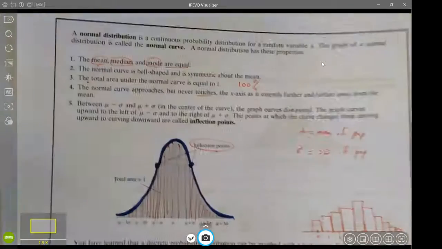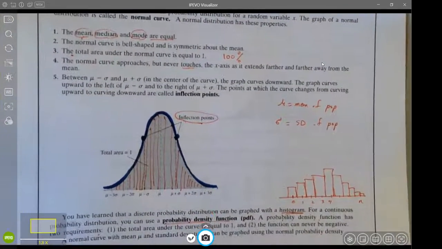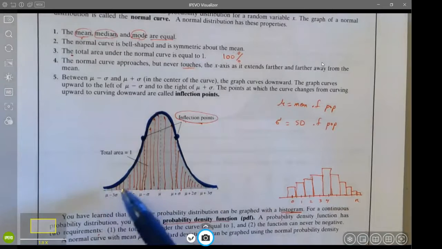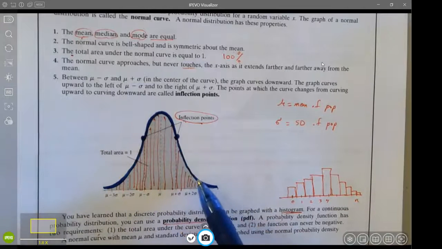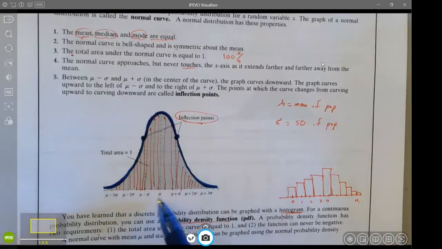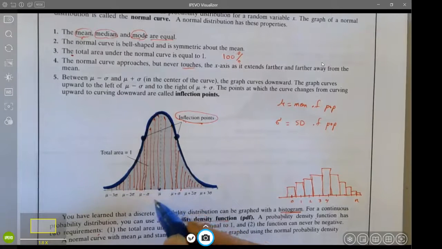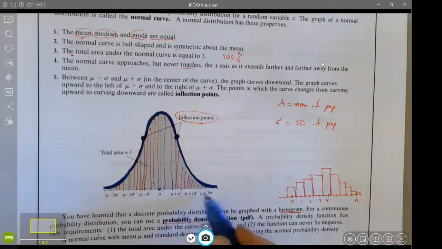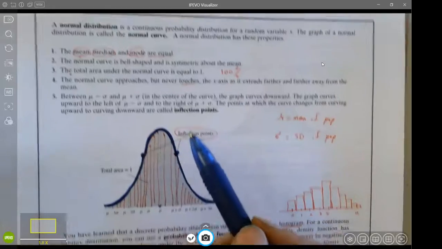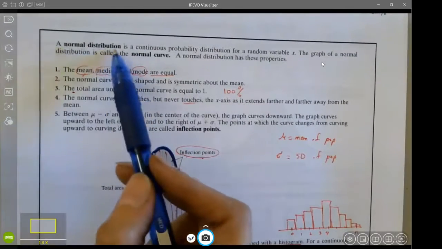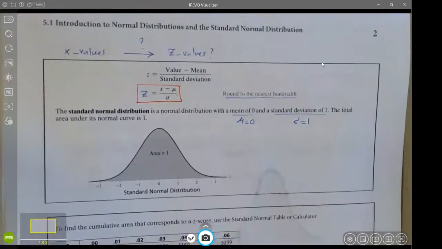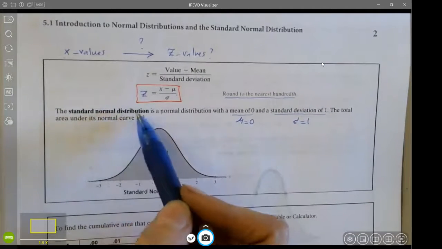Take a look at the previous page. In the previous page, we have just a normal distribution. On the horizontal axis, the mean is just a number. It doesn't specify the mean to be 0 or the standard deviation to be 1. And note that the name is a normal distribution. When we are using Z, we call it a standard normal distribution.